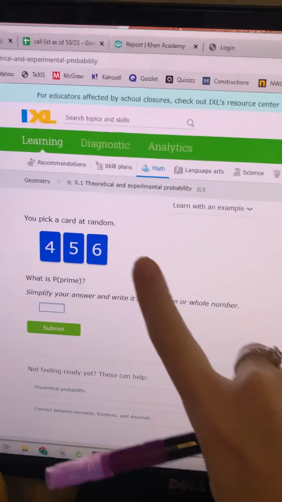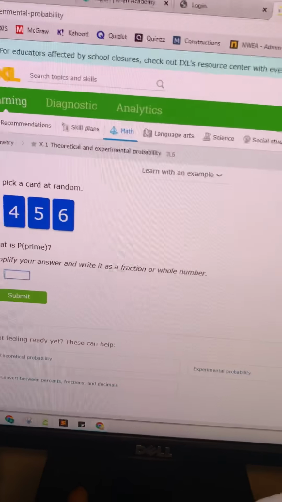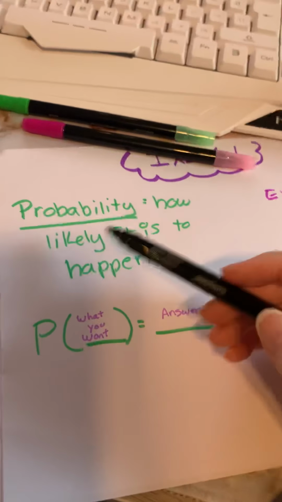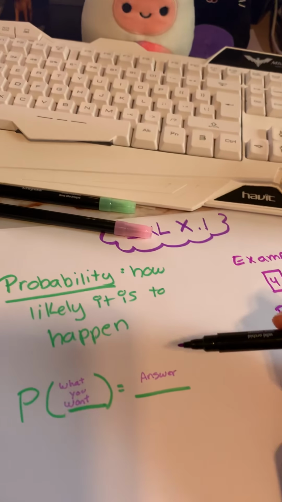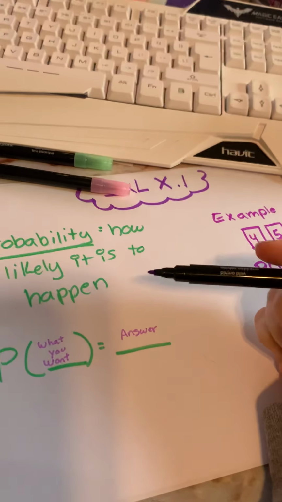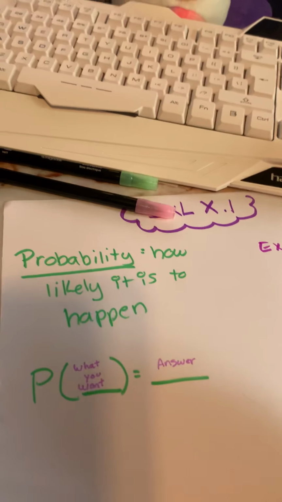So today we're going to look at IXL X.1, theoretical and experimental probability. All right, so first, probability is how likely is it something's going to happen. Does it happen half the time? Does it happen 25% of the time? Does it happen 6 out of 8 times? Right? Probability, how often does it happen?